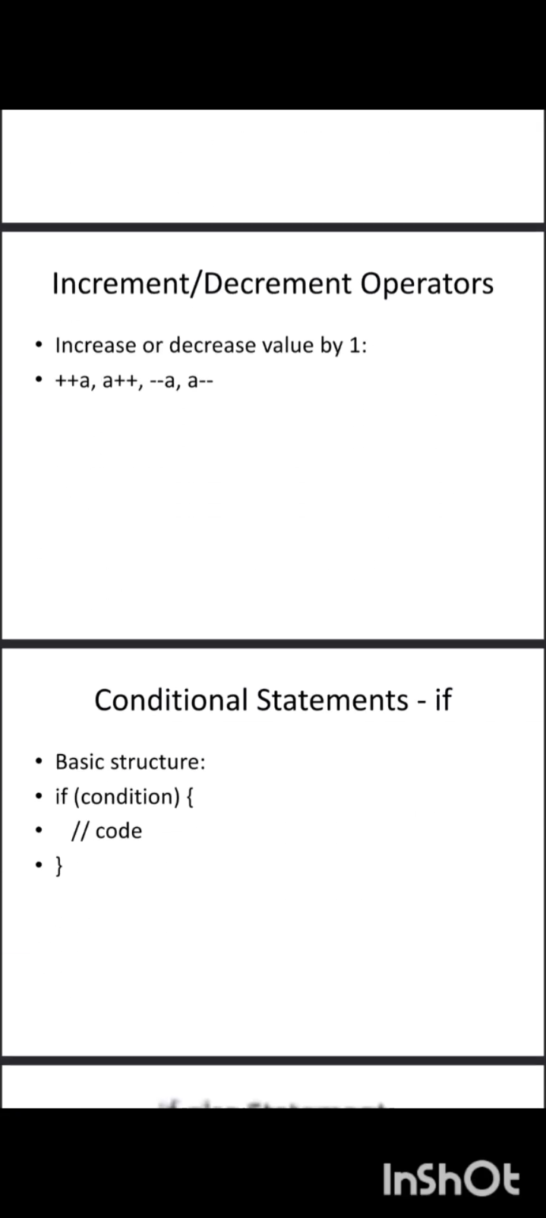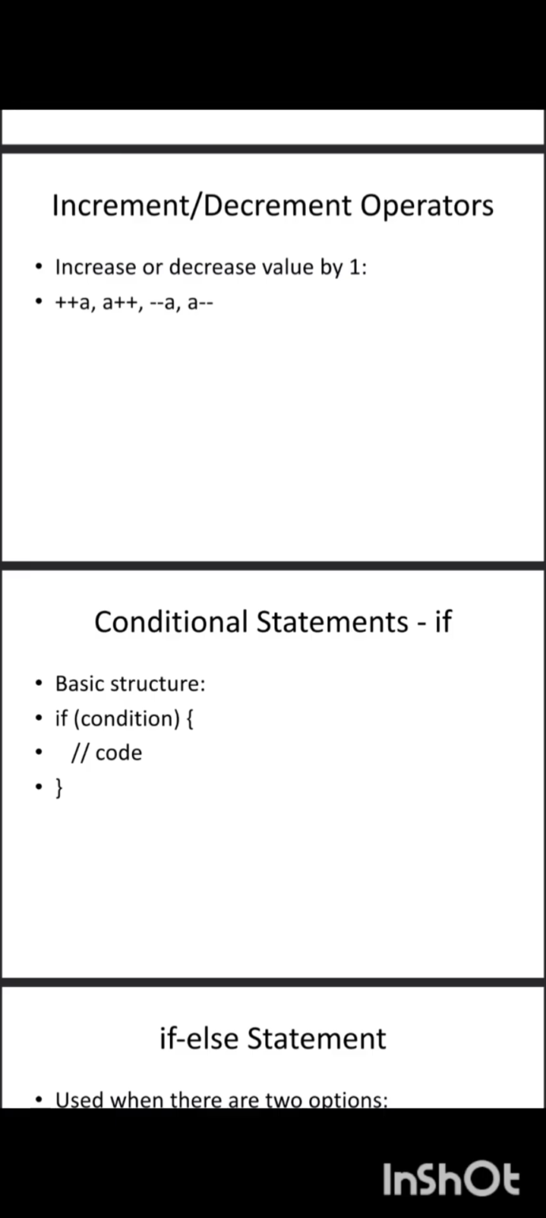And come to slide 8, conditional statements. The if statement is the most basic form of decision making in programming. It allows us to execute a block of code only when a certain condition is true. The syntax is simple. If the condition evaluates to true, the code block is executed. Otherwise, it is skipped. This structure is fundamental to controlling the flow of logic in your programs.